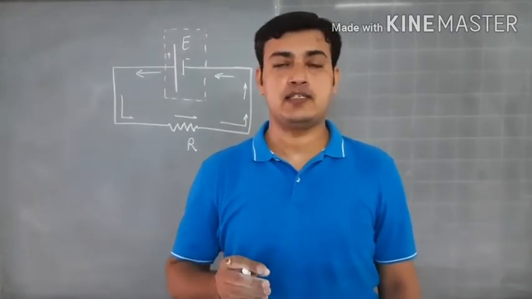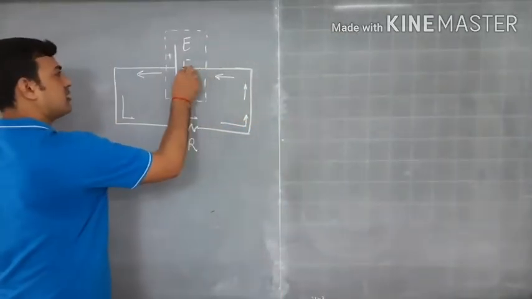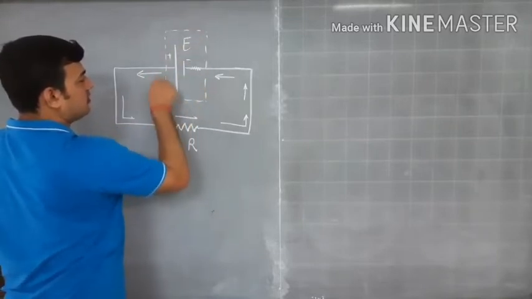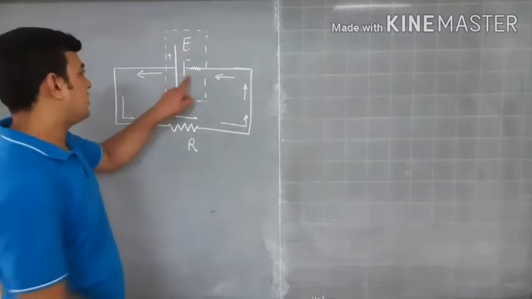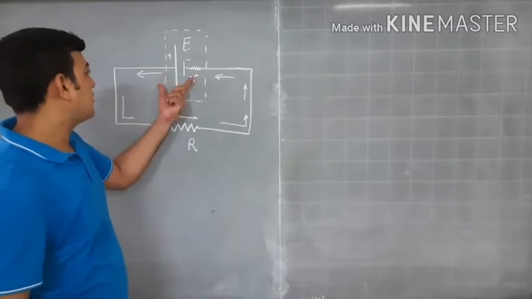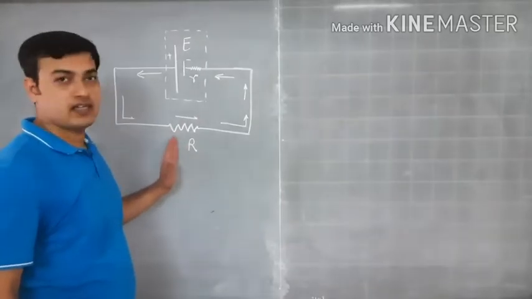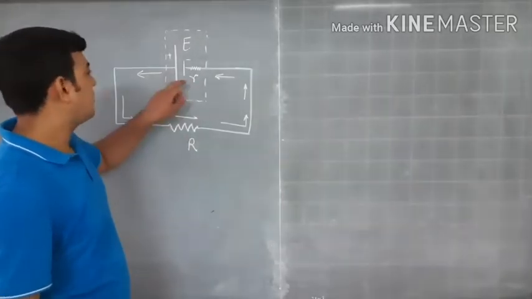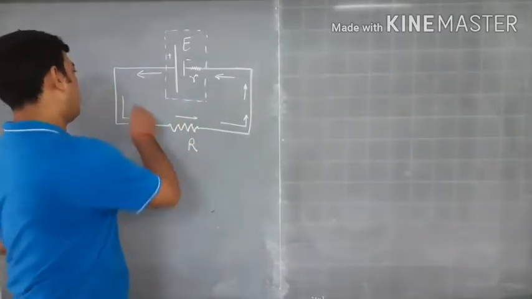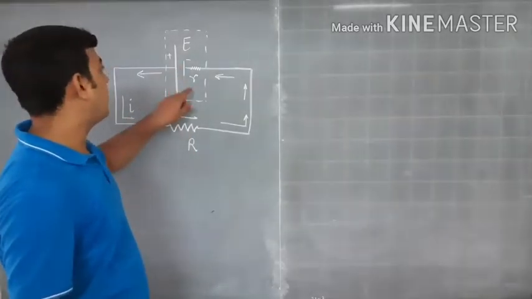So every cell has some internal resistance, and I denote it with a resistance symbol inside this bracket. This tells us that this internal resistance, which I denote by small r, is the resistance of the cell, not the resistance in the external circuit. So there is a difference between this resistance and this one. This is the resistance that we apply in the circuit to flow the current, and this is the resistance that the electrolyte of this cell offers.